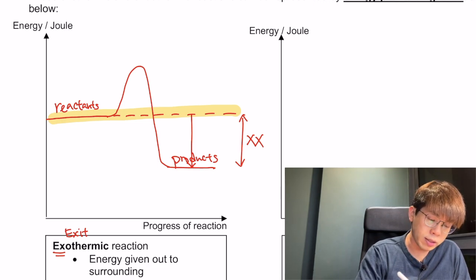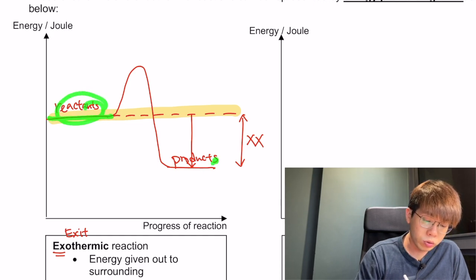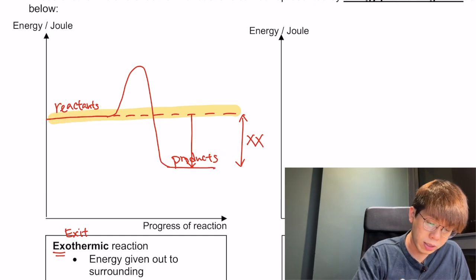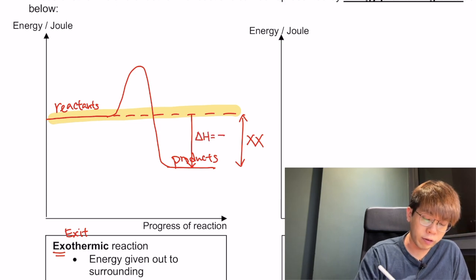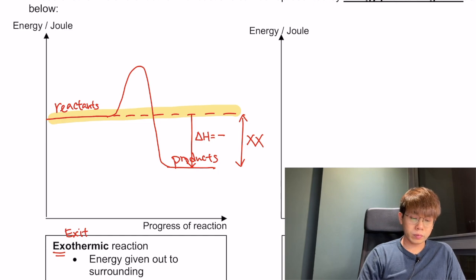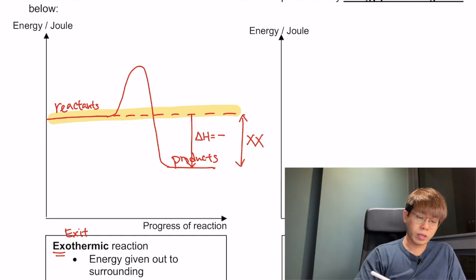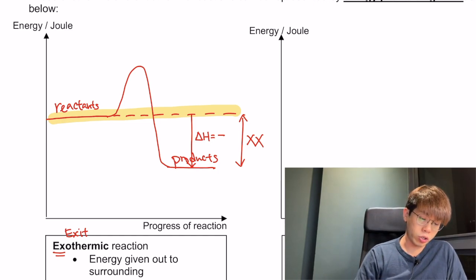Now, what is this? This is the enthalpy change from the reactants to the products. So this is labeled as delta H, and we write that it is a negative value. Delta H, negative value. This is the enthalpy change.